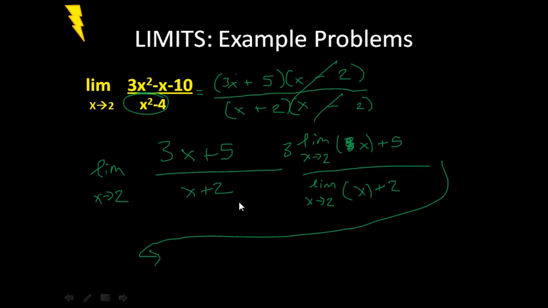The limit of x as x approaches 2 is, you just plug in 2 and you get a 2. But remember, we're multiplying it by 3. And then you add the 5, so that equals 11. But you're dividing by that, so you plug in the 2, which is 2 plus 2, so that's 4. So the limit of this is 11 over 4.